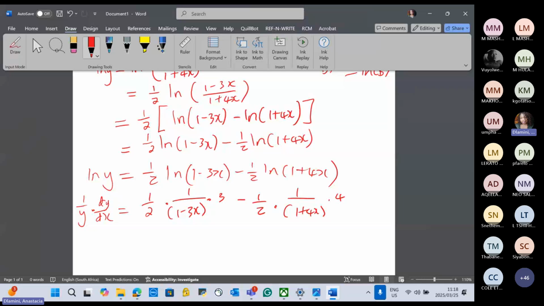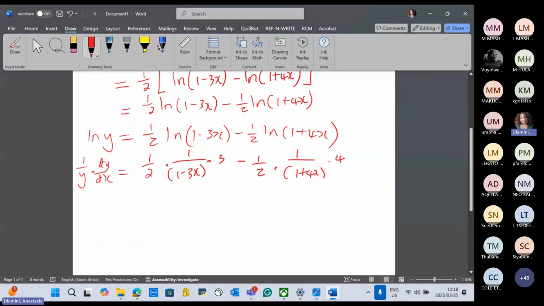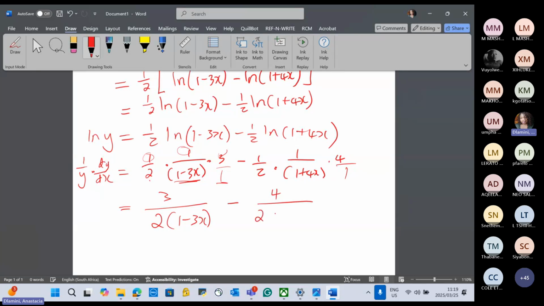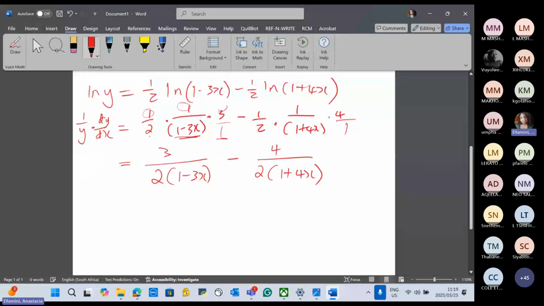Okay. So now this is equal to, look at this. You can write 3 as a fraction, so this is the same as 3 over 1, and this is the same as 4 over 1. So it's 1 times 1 times 3, that's 3 over 2 times this expression, minus 4 over 2 times (1 plus 4x). Are we all together? Yes.